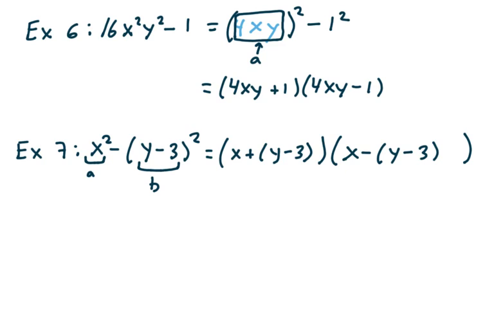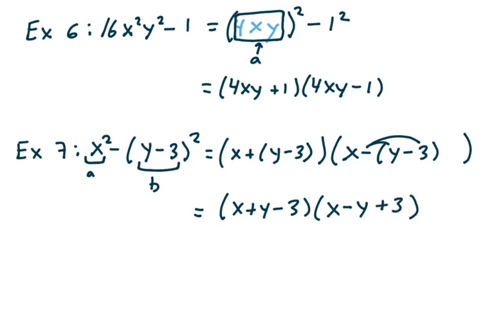And as an instructor, I would want you to be able to simplify that. So in other words, I want to write this as x plus y minus 3 times, if I distribute this negative inside, I'm going to get x minus y plus 3. Okay. And that's how we do example 7. Let's take a look at example 8.